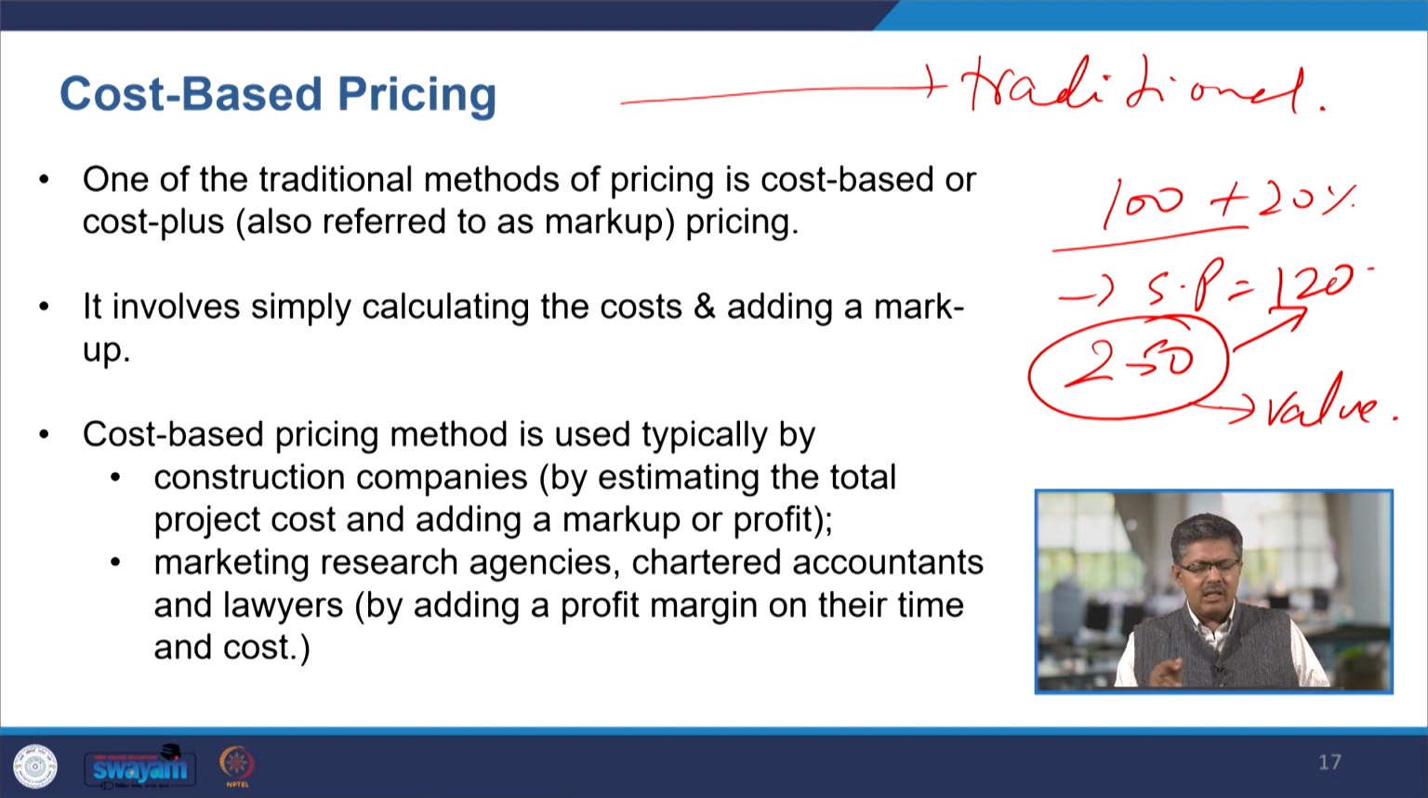This is the most traditional method of pricing, and sometimes it is also called cost plus or markup pricing. It is typically used by construction companies, marketing research agencies, almost all companies use it. What they do is find out the entire cost that is incurred by them. But interestingly, finding out cost is not as simple as it looks. One can think from an accounting perspective, and the other from a financial perspective.